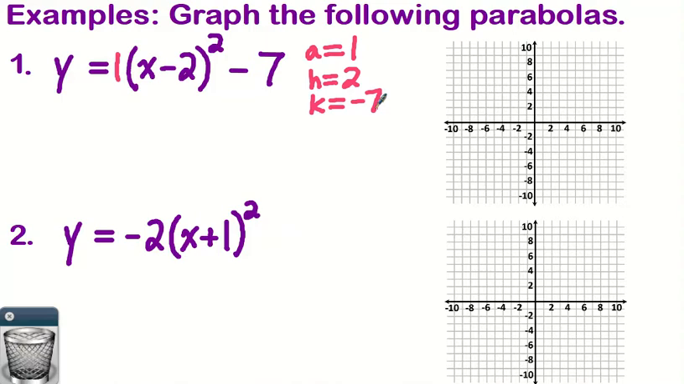So if I wanted you to tell me the axis of symmetry, you could just say x equals 2. Because what's the vertex?